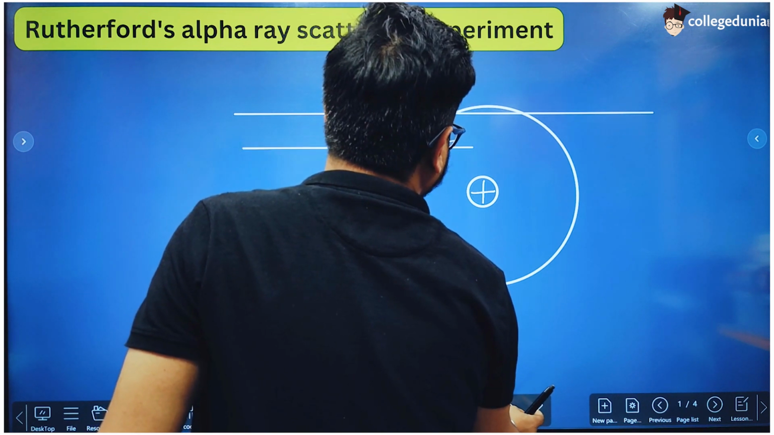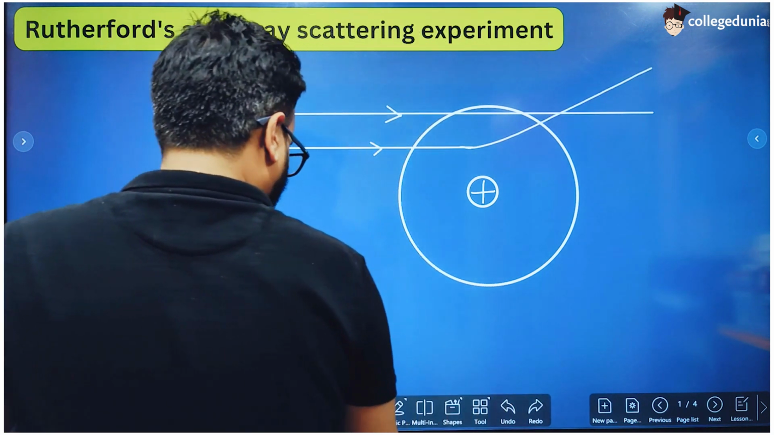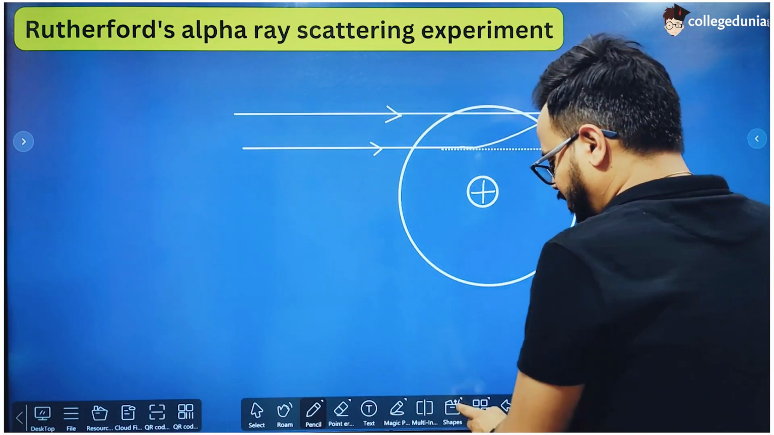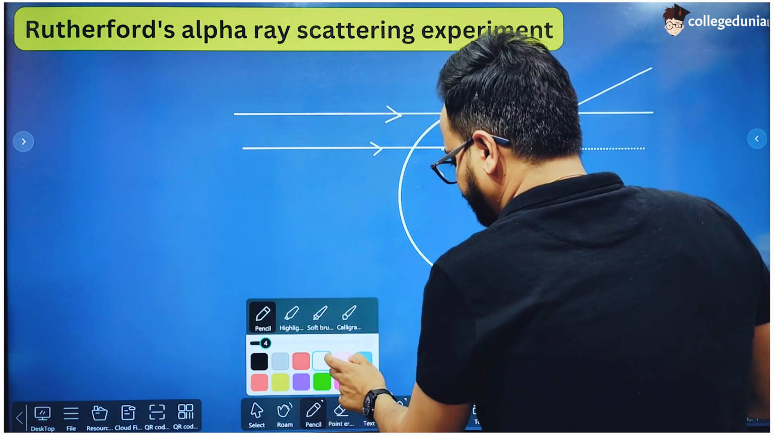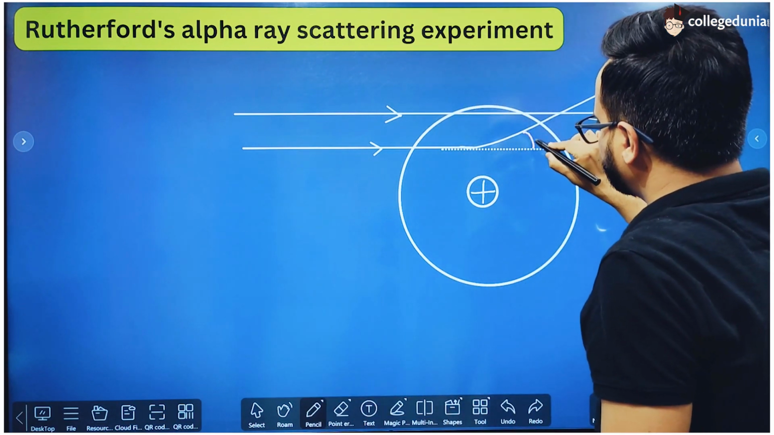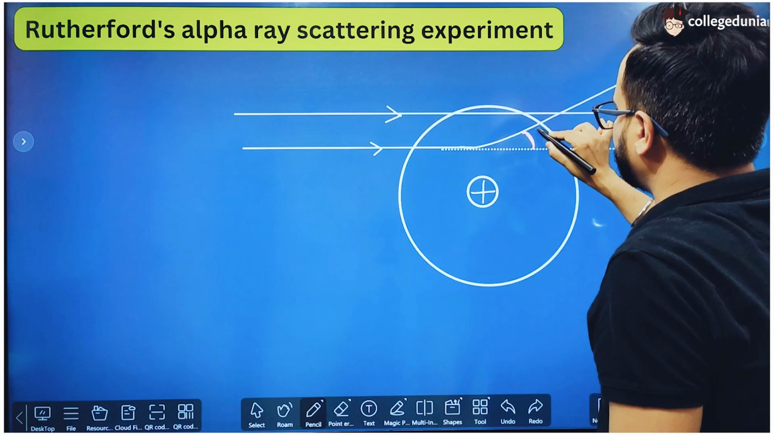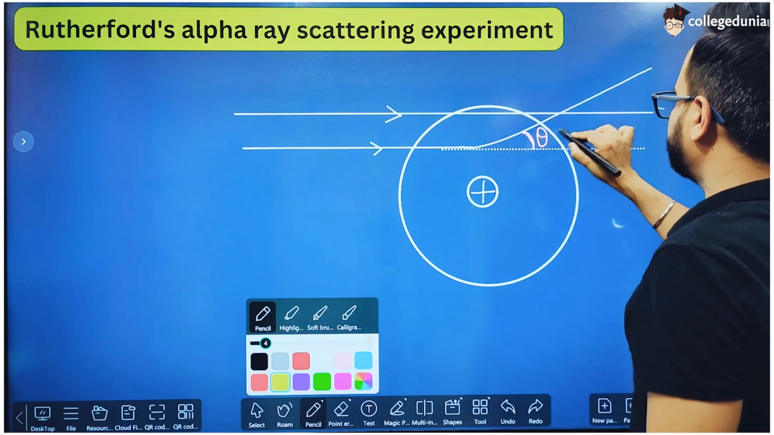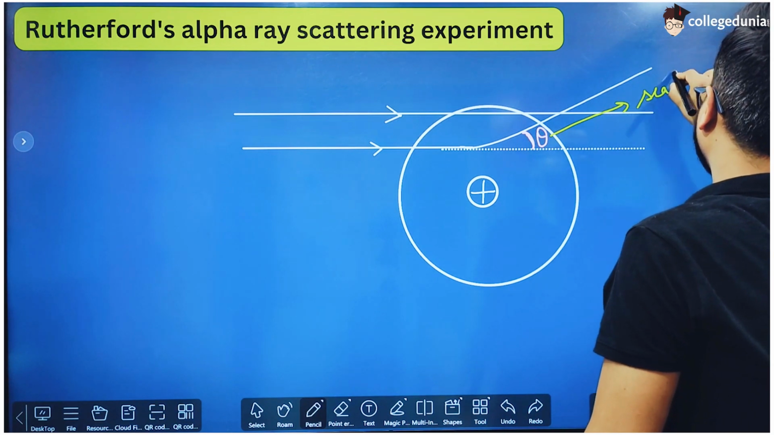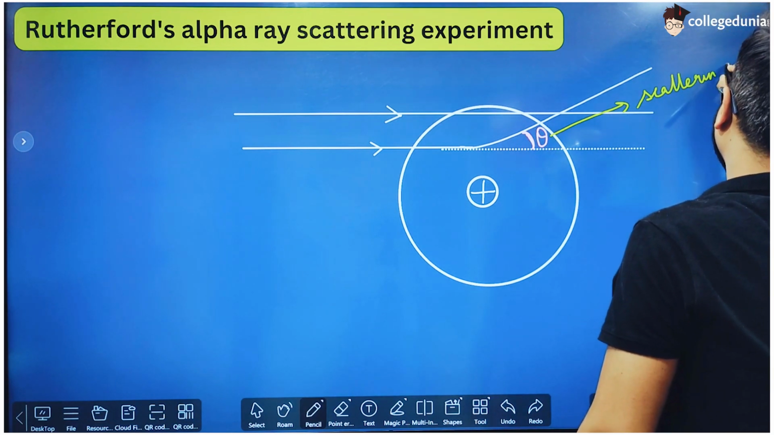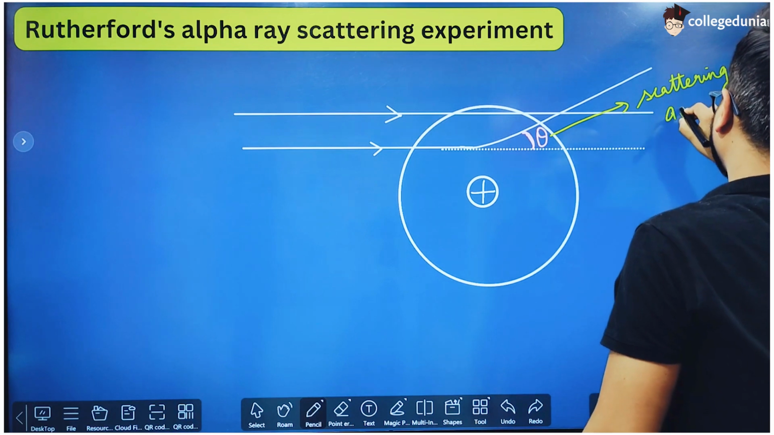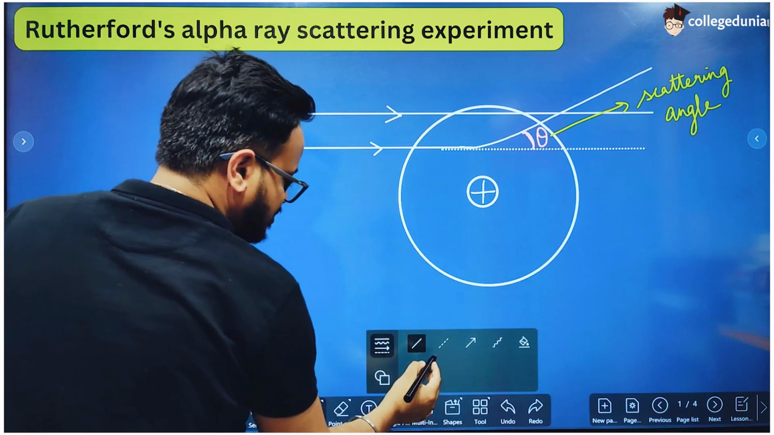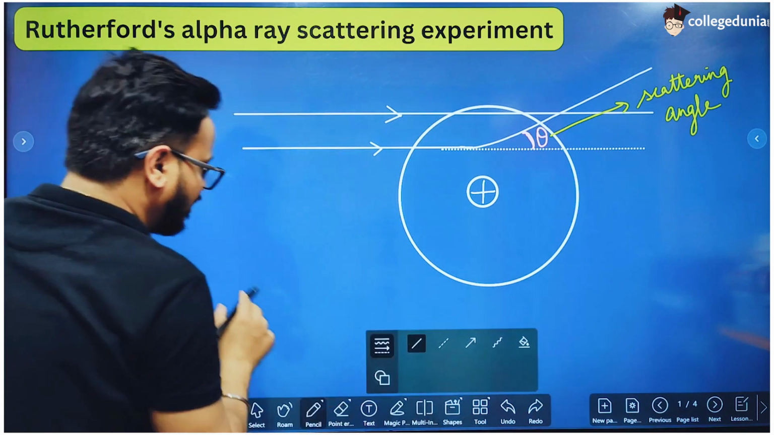But let us understand one thing which is called the deflecting angle. This was the original path of the alpha particle, and this angle is the angle of deviation, right? It is also called the scattering angle, theta. So Rutherford plotted a graph between the scattering angle and the number of particles which scattered at that angle.